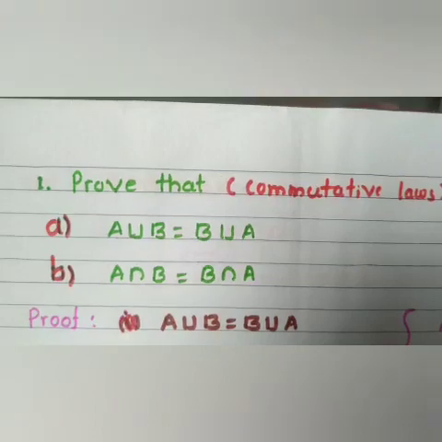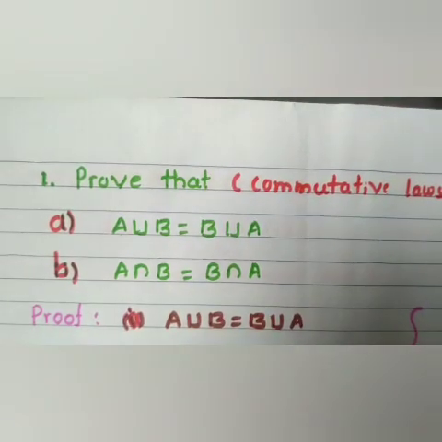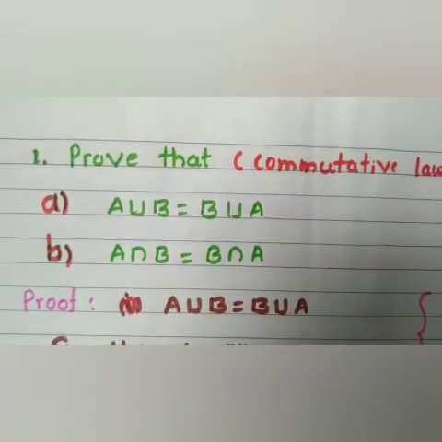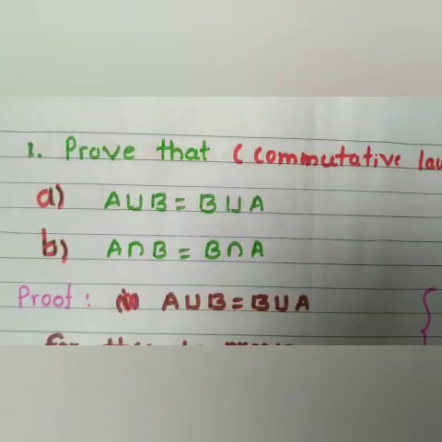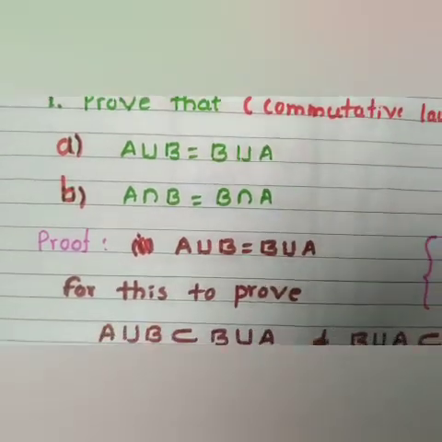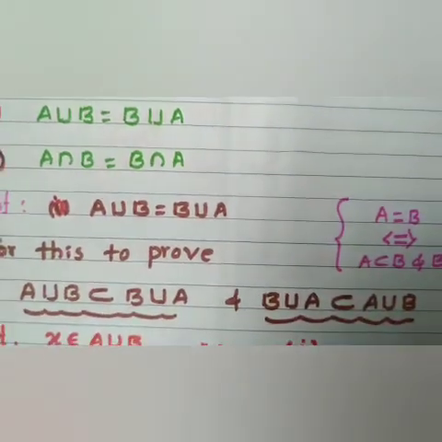What is that? Prove the commutative law: A union B is equal to B union A. Second, instead of union, intersection has been taken: A intersection B is equal to B intersection A. Consider the proof of the first one, A union B equal to B union A. For that, what to prove? To prove LHS is a subset of RHS and RHS is a subset of LHS.